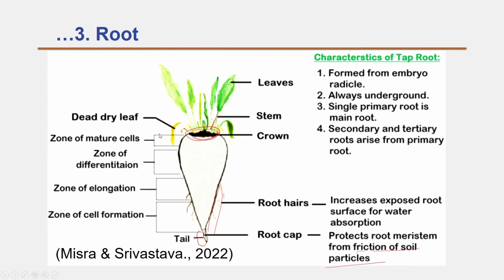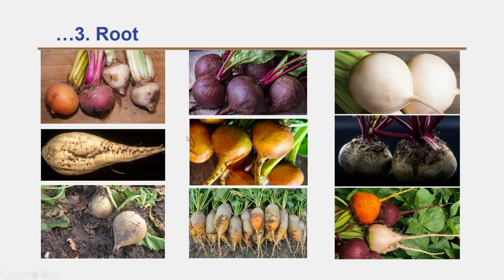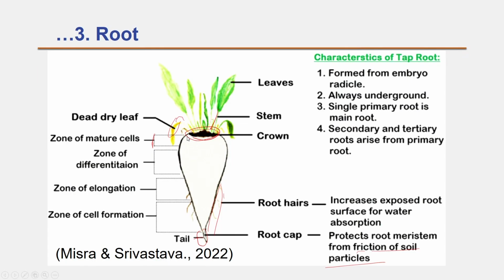And see the other part of the root, you can see the dead dry leaf. So, the bottom leaves like this can dry and die. And this is the zone of mature cells. First of all, you can see this one is the zone of mature cells, then the zone of differentiation, this one, and then the zone of elongation, and lastly you see the zone of cell formation.